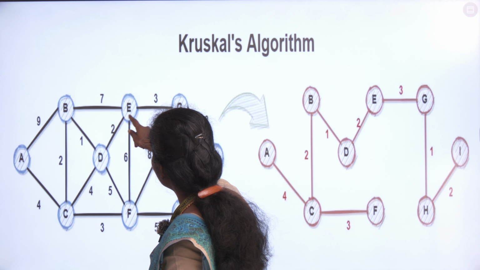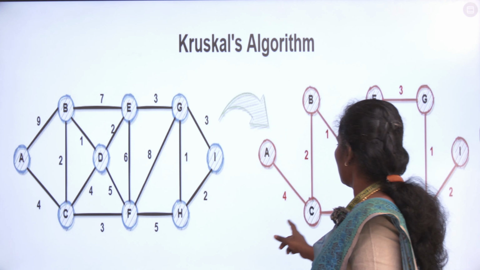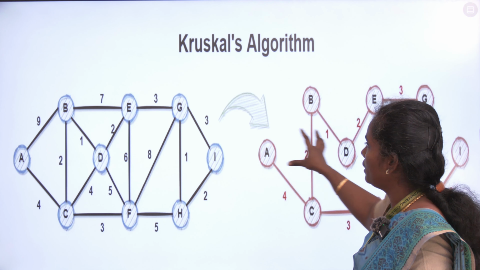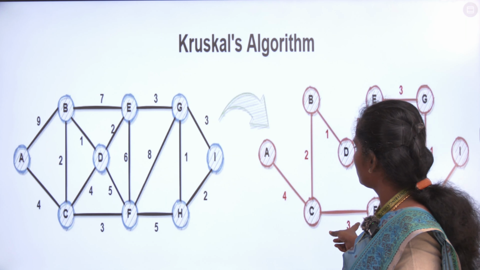Next, see all the vertices are connected. There is no other path to choose the vertices. Okay, this is the Kruskal algorithm of obtaining. This is a subgraph of the graph which contains all the vertices, and also there is no loop formation.